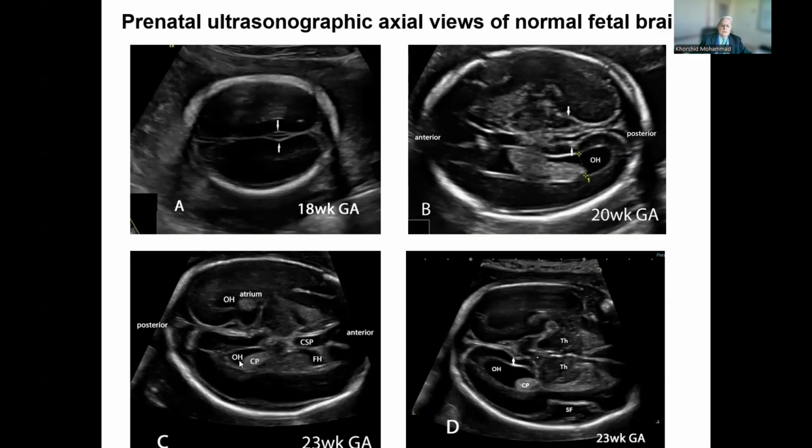OH means occipital horn. This is choroid plexus. This is the cavum septi pellucidum. It's the anterior part of the hemisphere of the brain. Frontal FH is frontal horn.